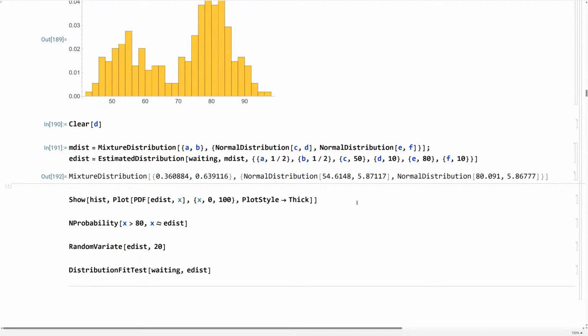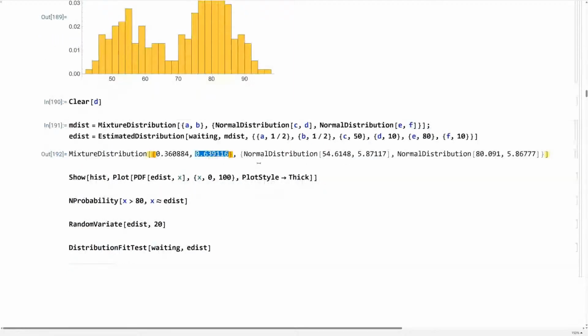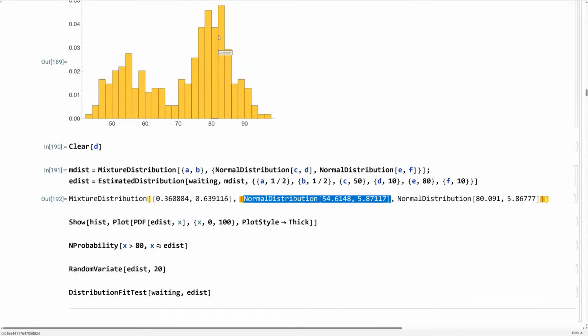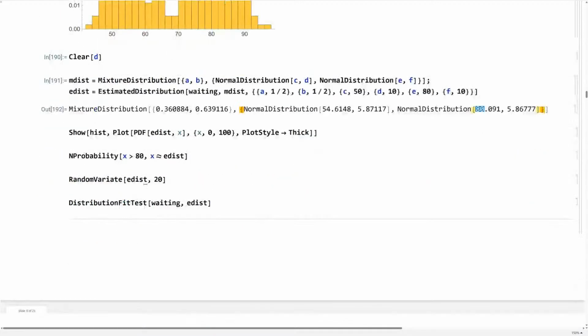As we run the code, it gave us the mixture distribution. The first one is the weight, about 40, 60, which makes sense. The first normal distribution has mean 54 with standard deviation 6. And the second normal distribution has mean 80 and standard deviation about 6 too.